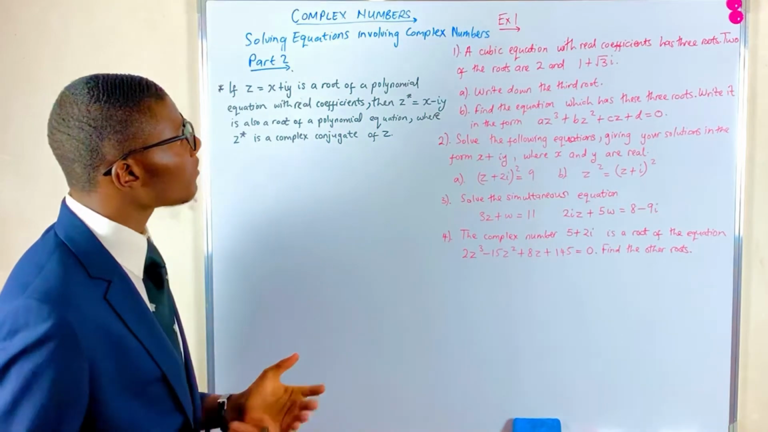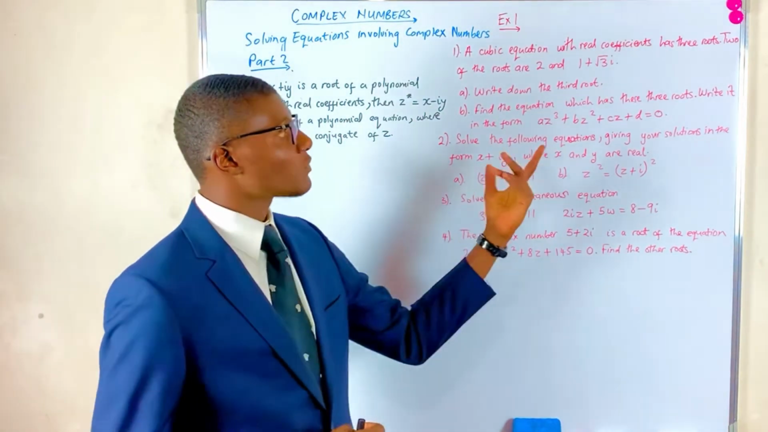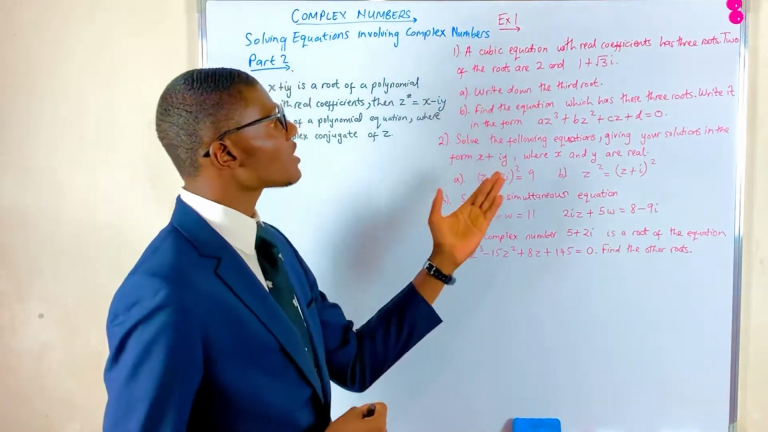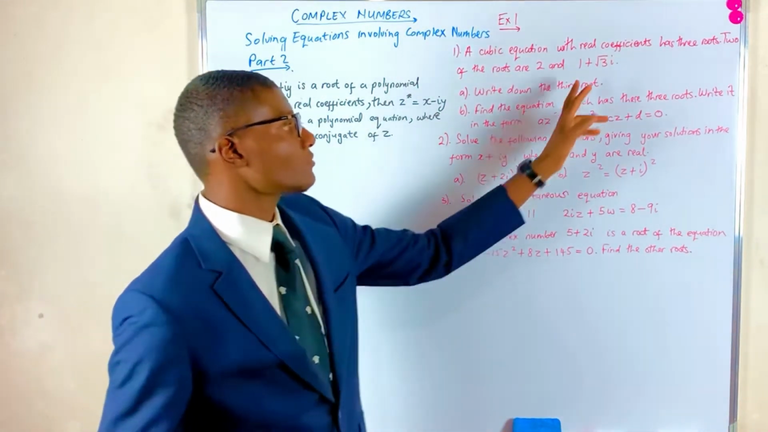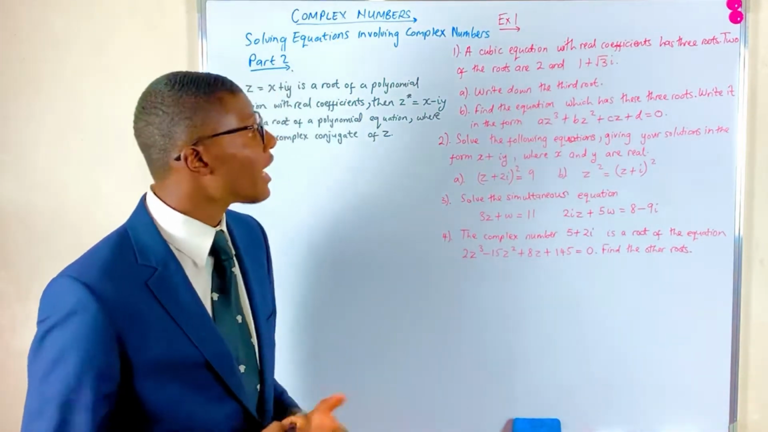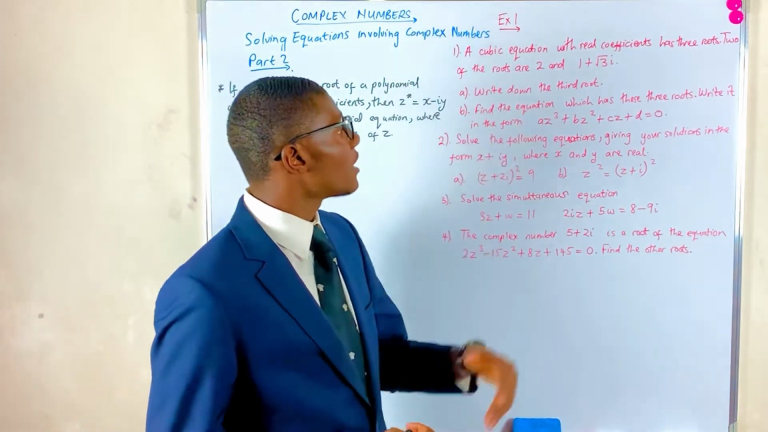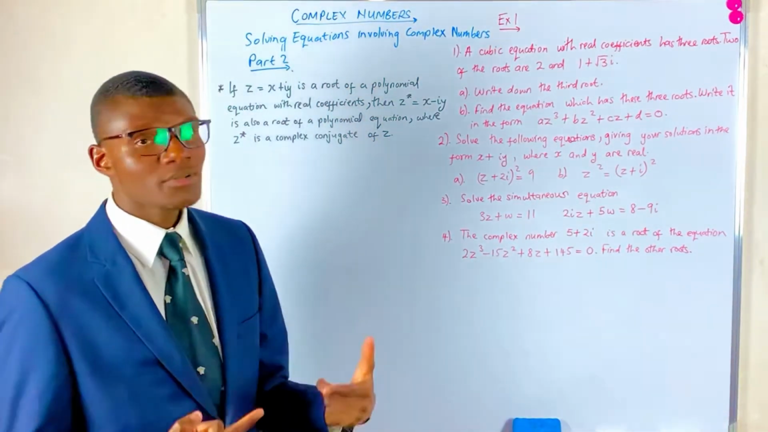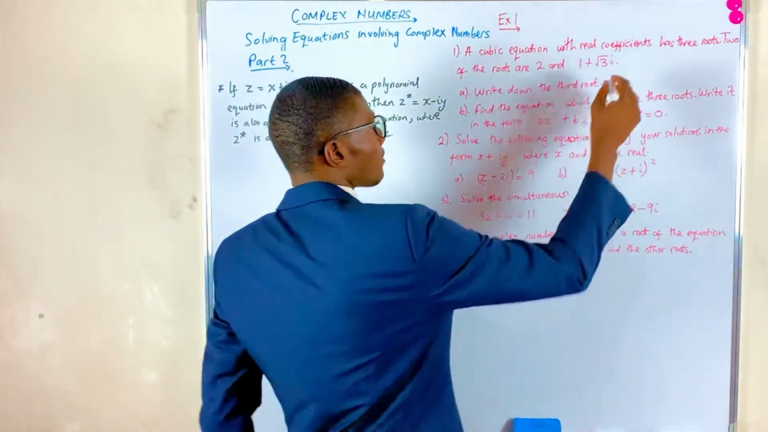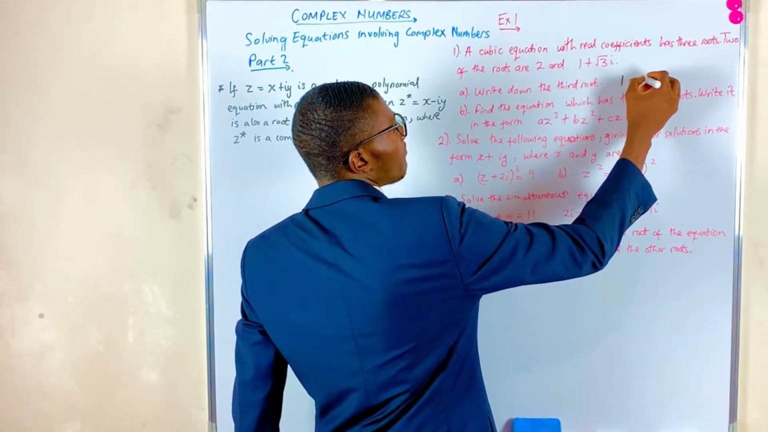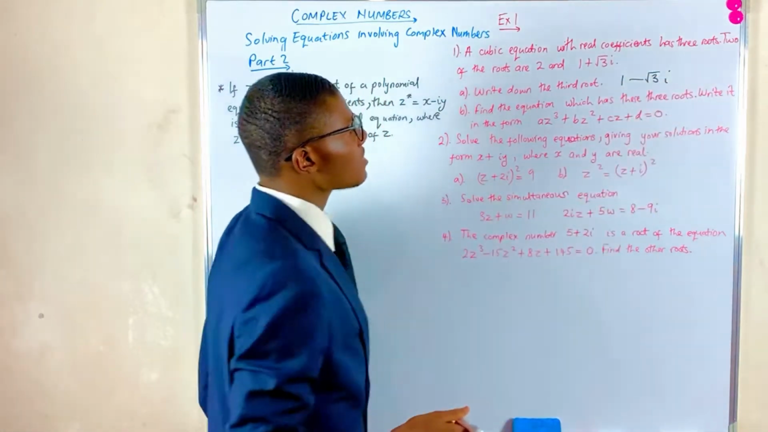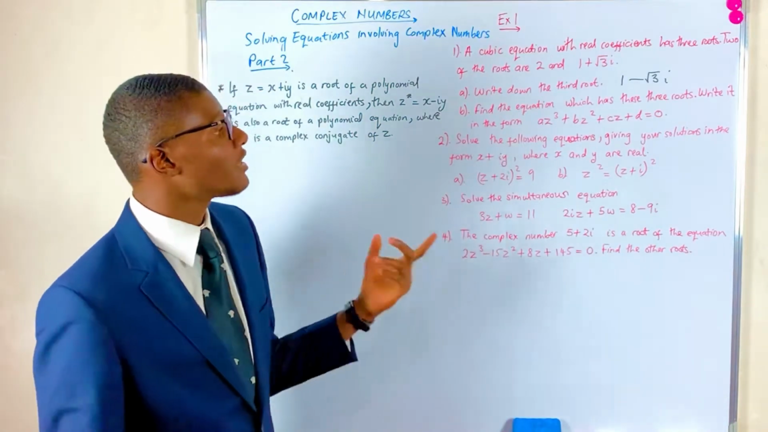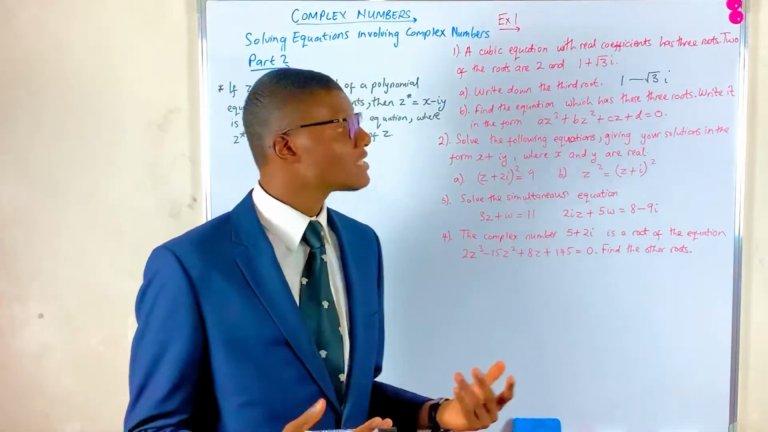To start off with number one, we're told that a cubic equation with real coefficients has three roots. Two of the roots are 2 and 1 plus root 3i. First question says write down the third root. Applying this, the third root will be the complex conjugate of this complex number, which is 1 minus root 3i. So this is the third root. The second part says, find the equation which has these three roots.